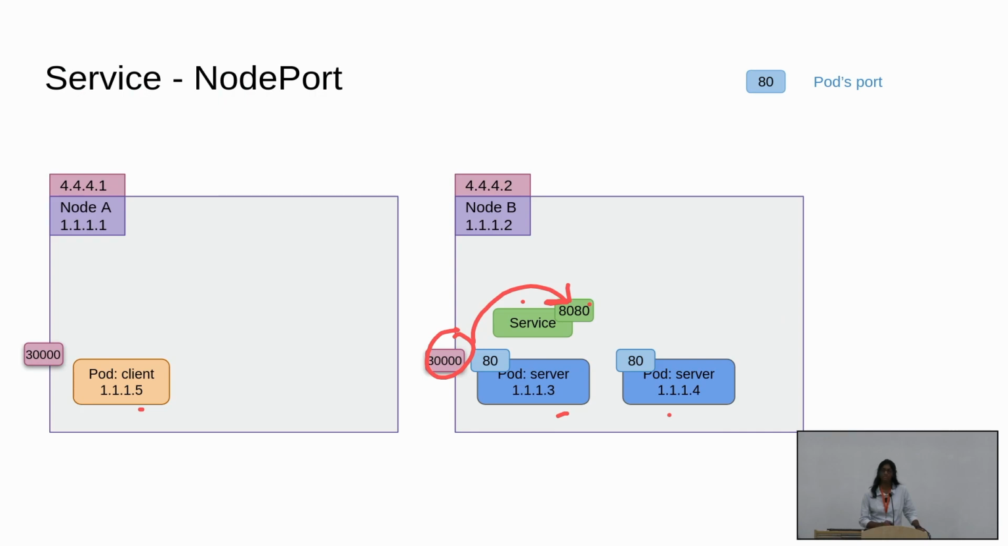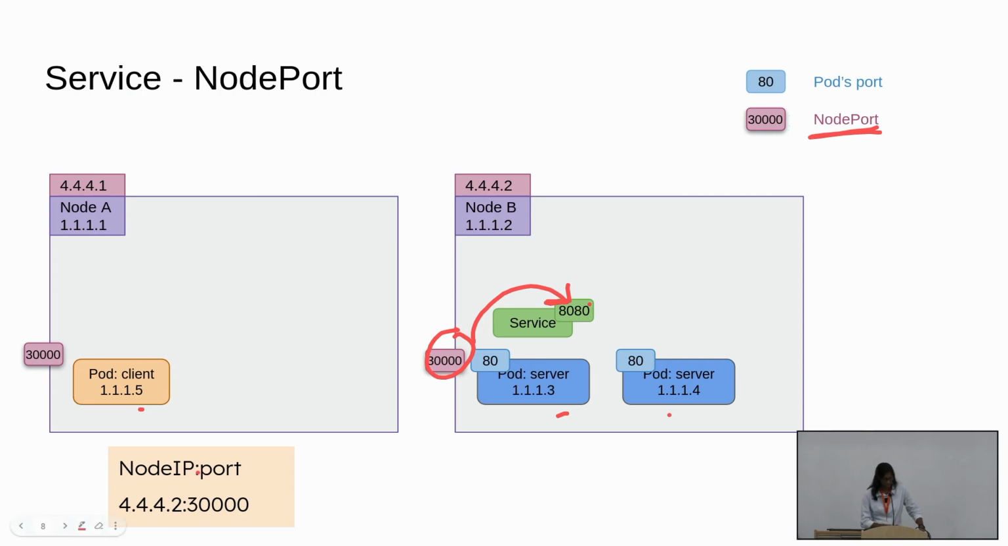So the node's port 30,000 here refers to the service on 8080. This is referred to as the node port. Node's port, right? And this is on every single node that exists in this cluster. So now the client, if it has to talk to the pod, will refer to the service, but instead of referring to the service name, it will refer to the node's IP:port. And like we said, the node's IP here is accessible from outside as well.